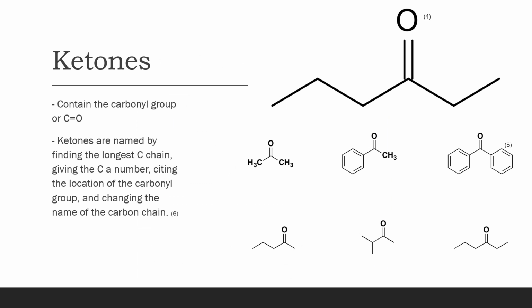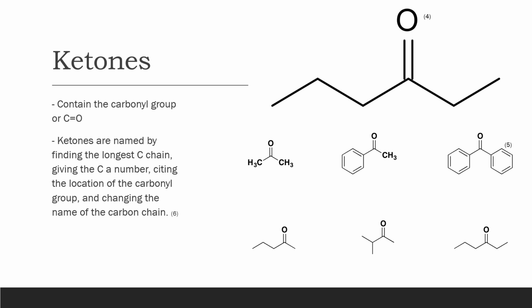As ketones are one of the more difficult organic compound groups to name, we'll run through some practice problems and go through how to name them. We know that the carbonyl group, or a C double bonded to an oxygen, is the characteristic functional group of a ketone. When the carbonyl group is in the middle of the alkyl chain, we know that the substance is a ketone. To name them, we find the longest carbon chain, giving the carbon a number if there are 5 or more, citing the location of the carbonyl group, and changing the name of the carbon chain.